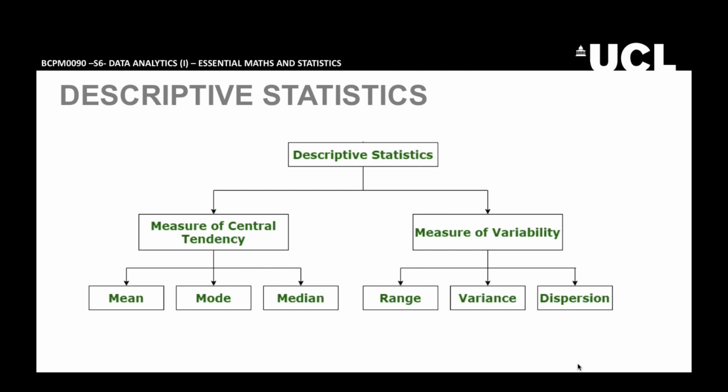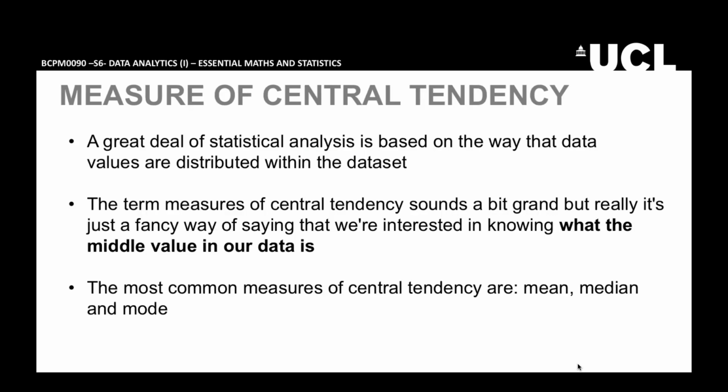Well, within descriptive statistics, we can find two main areas: the tools that measure a central tendency and the tools that measure variability. For central tendency, we have mean, mode, and median, while to measure variability, we can use variance, range, and dispersion. Well, to start with statistical analysis, it's important that we know the way that data values are distributed within the dataset.